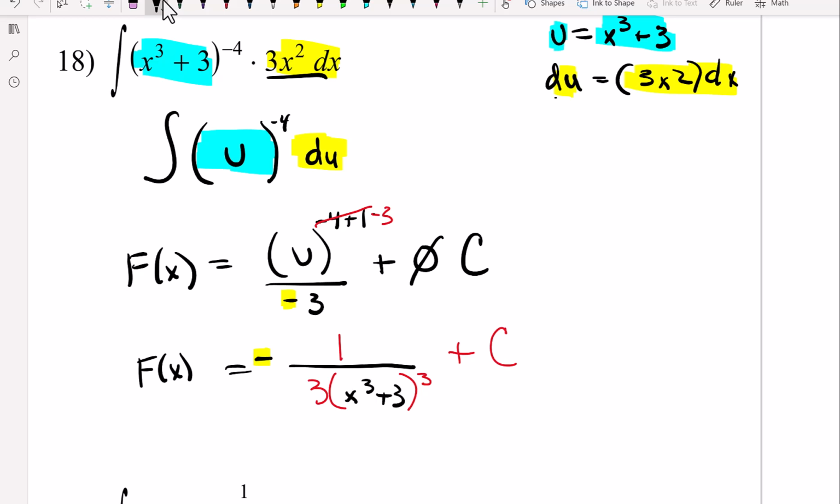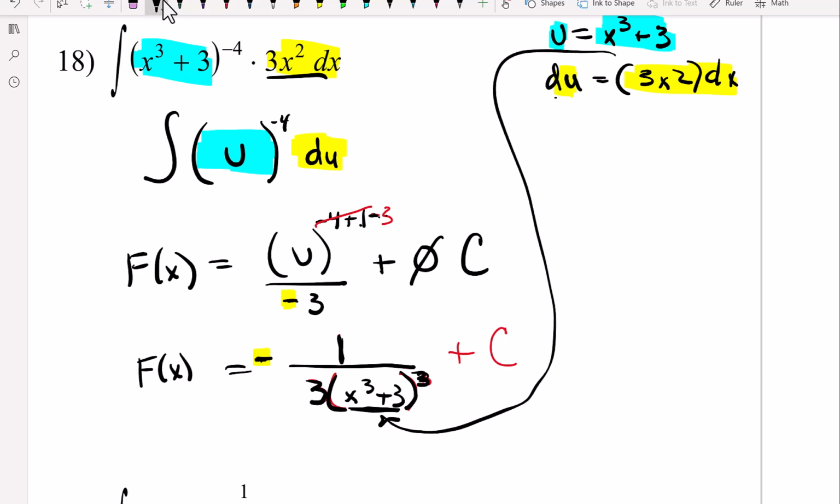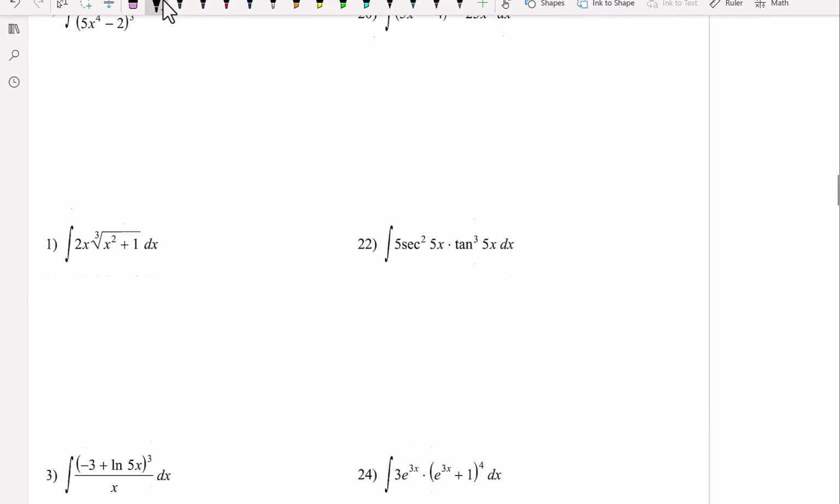So notice what we did. We added 1, so that gave us the negative 3. Negative 3 means we would put the u down in the denominator with a positive 3 exponent. And this negative 3 right there, the negative comes out front, and it just becomes 1 over 3. So 1/3 times u to the third, and where u was, we go ahead and input back what the original u is.